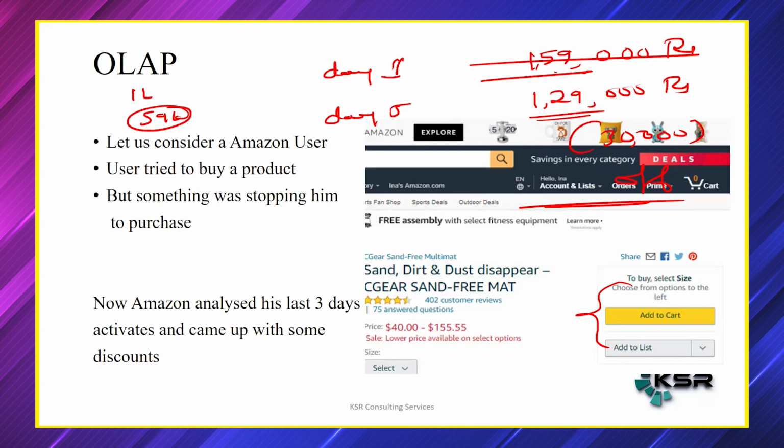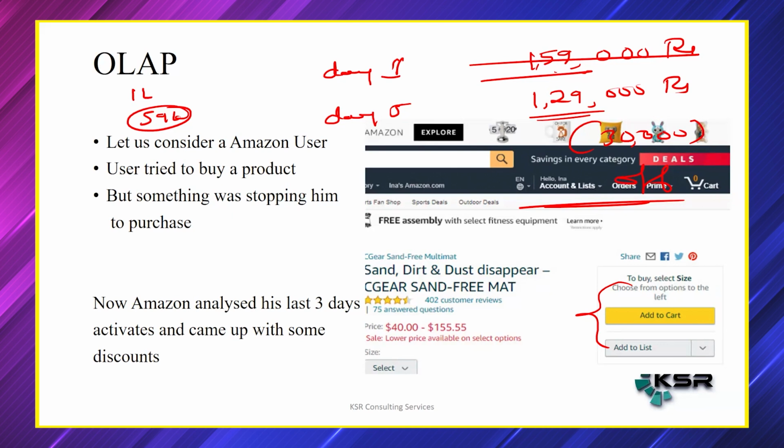The person named Santhosh is coming to the cart, adding to the cart, not buying, again coming to the cart, adding to the cart, not buying. What is stopping him? Is he looking for different colors, offers, discounts, cashbacks? What is he looking for? Let me give a try. And they'll start giving the offers. This is how Amazon is working.